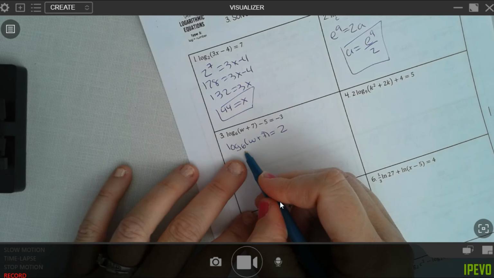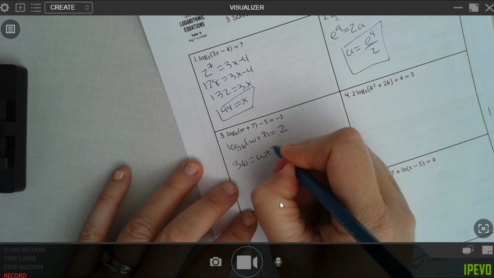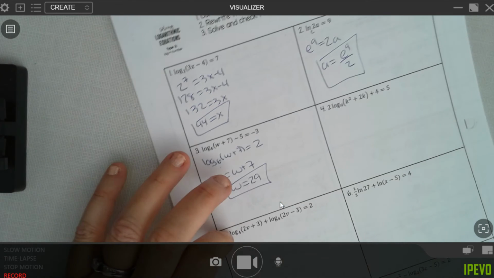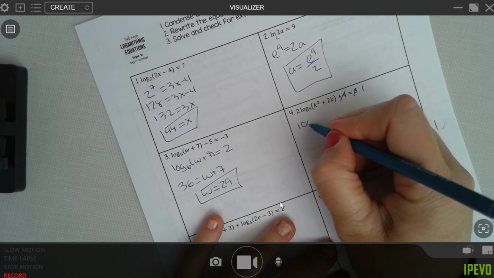And now the log's by itself, so I can rewrite. 6 to a power of 2 equals w plus 7. Subtract over your 7. See, subtract over my 4, divide my 2.